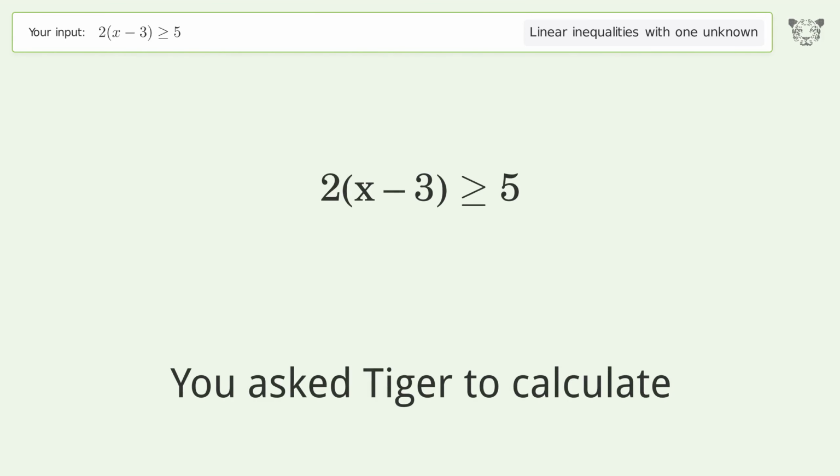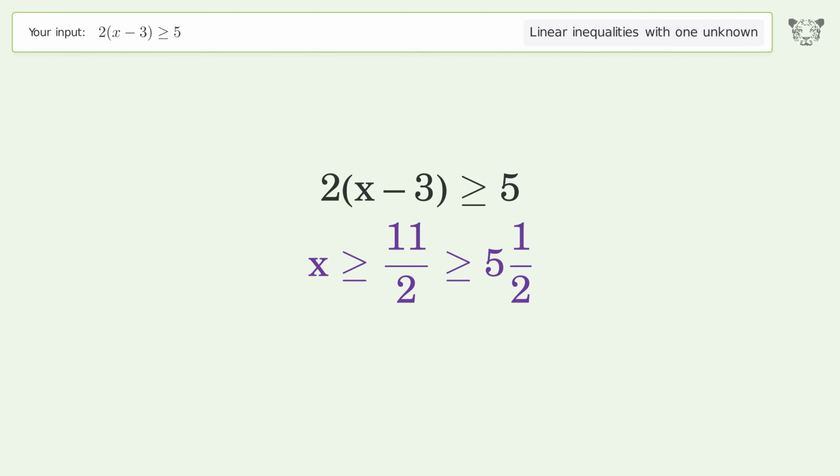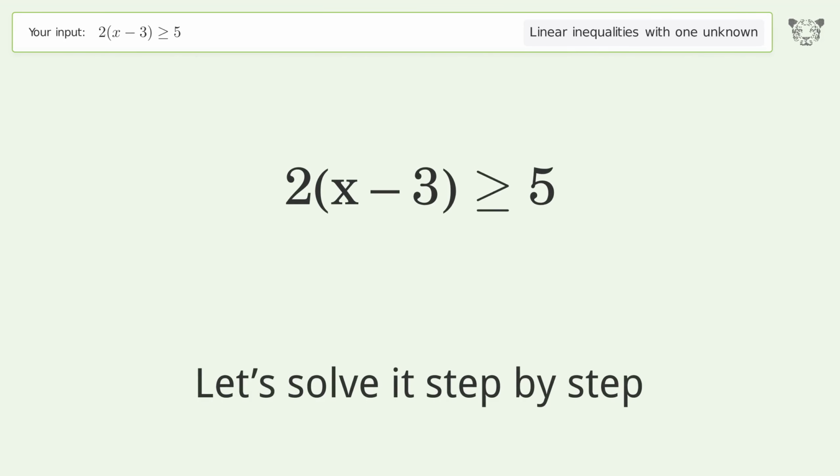You ask Tiger to calculate. This deals with linear inequalities with one unknown. The final result is x is greater than or equal to 11/2, which is greater than or equal to 51/2. Let's solve it step by step.